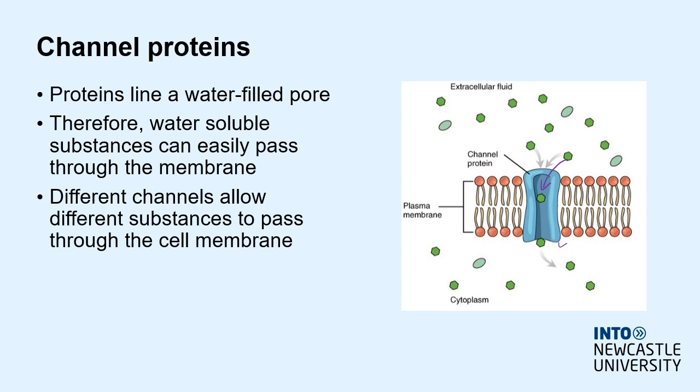What we will say is that they are specific. So one type of channel will only let one type of material through. So this channel will let through the green hexagons. It won't let through the green ovals. So they are specific to what they will allow to go through.